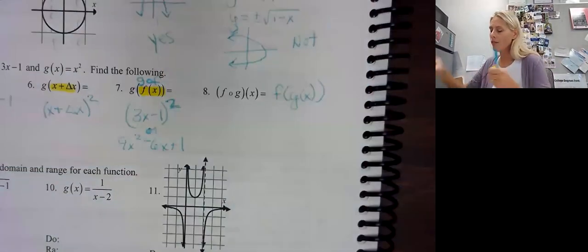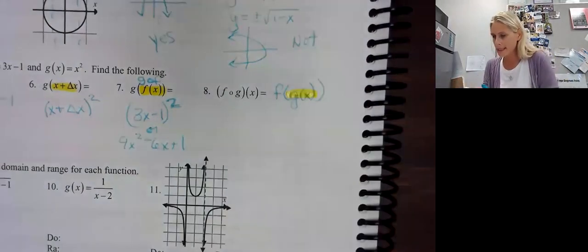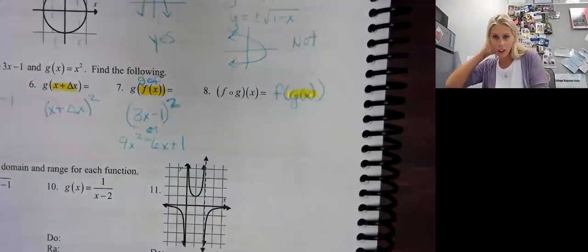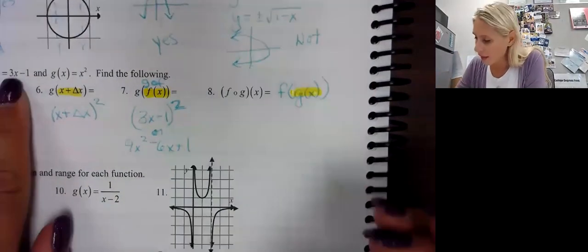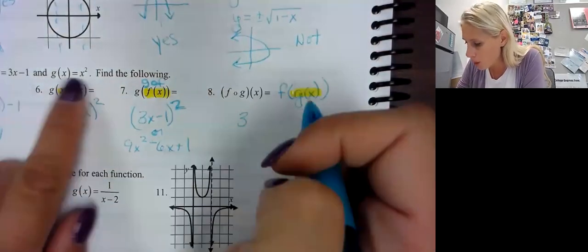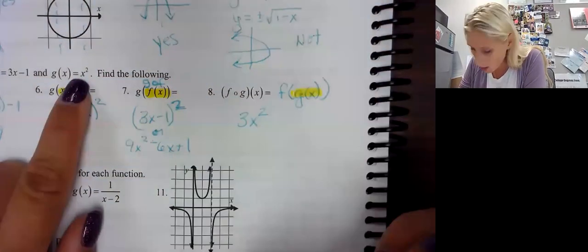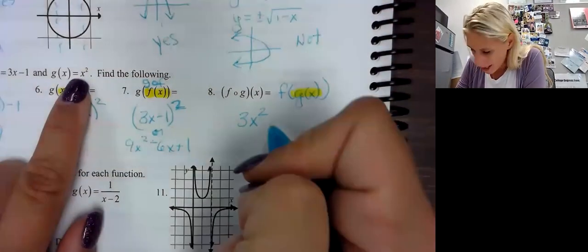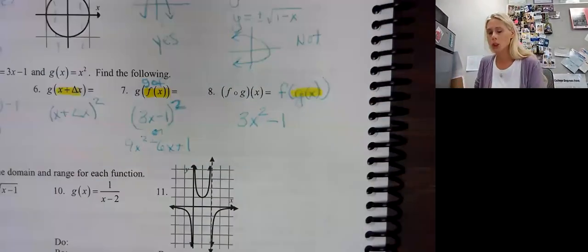So for every X in F, we're going to replace it with the G of X function, which is X squared. So I look at my F of X, so I'm going to say 3. Now instead of X, remember I'm putting in the G of X, which is X squared minus 1. And that's composition.